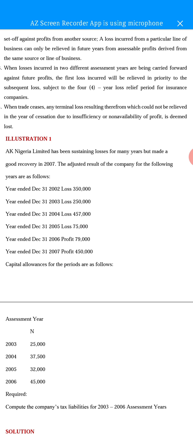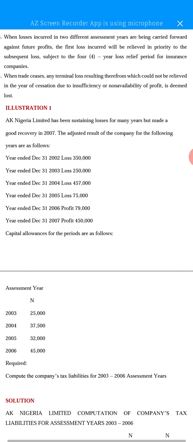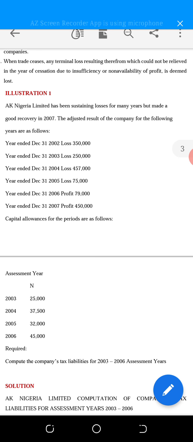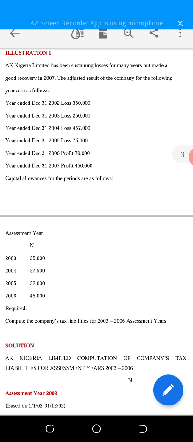Illustration 1. AK Nigerian Limited has been sustaining losses for many years but made a good recovery in 2007. The adjusted results of the company for the following years are as follows. Year ended 31st December 2002, they made a loss of 350,000. 2003, they made a loss of 250,000. Down to 2005, loss of 75,000. They started making profit from 2006, profit of 79,000. And then 2007, profit of 450,000.